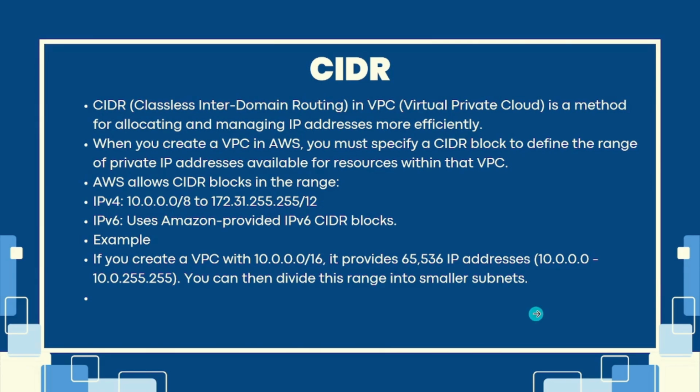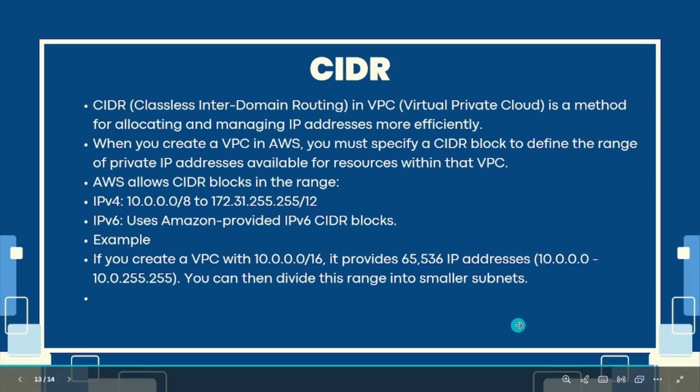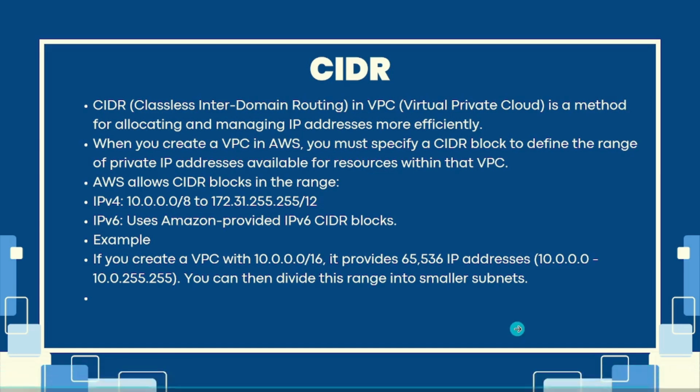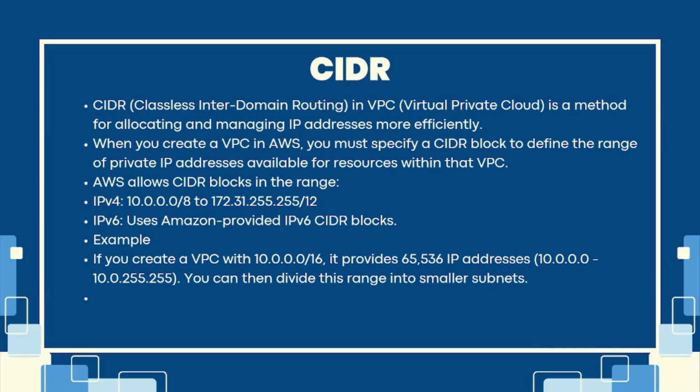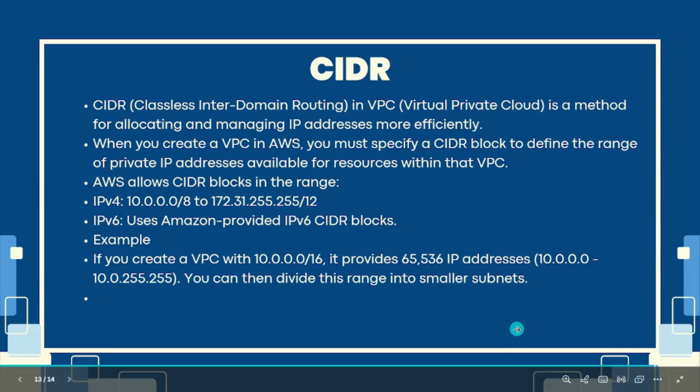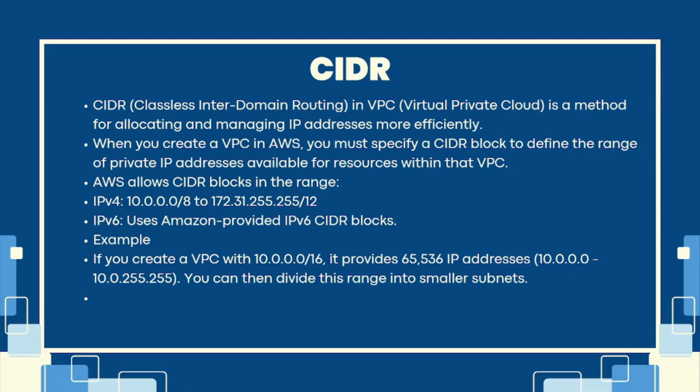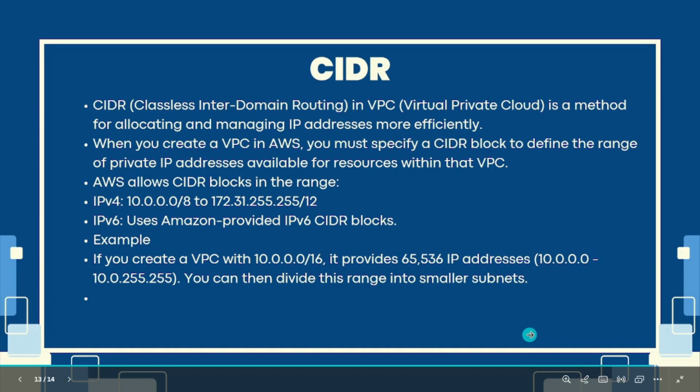Let's understand an important concept of CIDR in VPC. CIDR means classless inter-domain routing. In VPC, it is a method for allocating and managing IP addresses more efficiently. When you create a VPC in AWS, you have to mention the CIDR block to define the range of private IP addresses available for resources within the VPC. It will allocate that many IP addresses for your resources which you can use within your VPC.